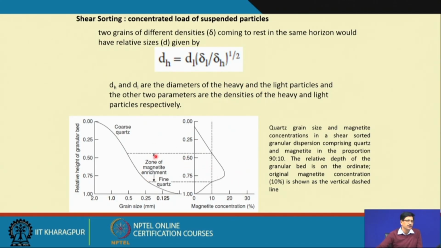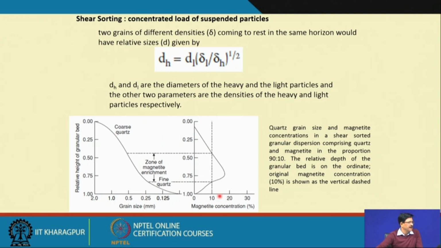What is interesting to see here is that suppose we start with a material constituted of quartz and magnetite. Quartz and magnetite are of contrasting density, and suppose we start with a material where quartz and magnetite are in a proportion of 90:10.